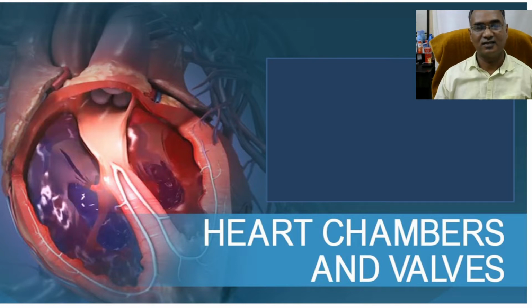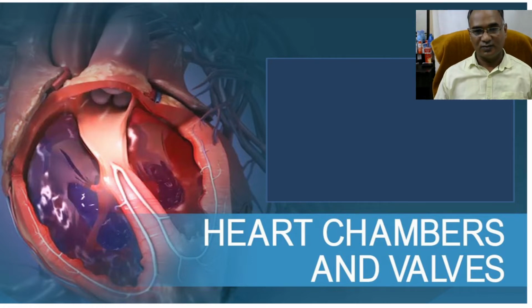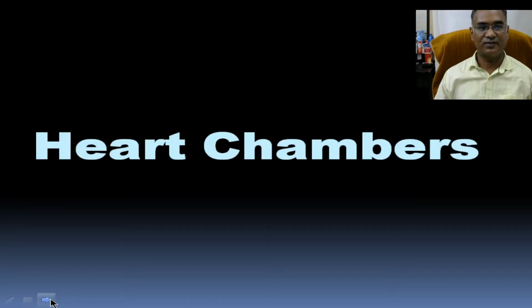Chambers and walls. Within the heart, there are four chambers and four walls. During the circulatory process, these four chambers and four walls work without any delay, without any restriction. So the heart chambers are responsible for collecting, receiving, and sending the blood to the systemic and pulmonary circulation. Let us discuss them one by one.